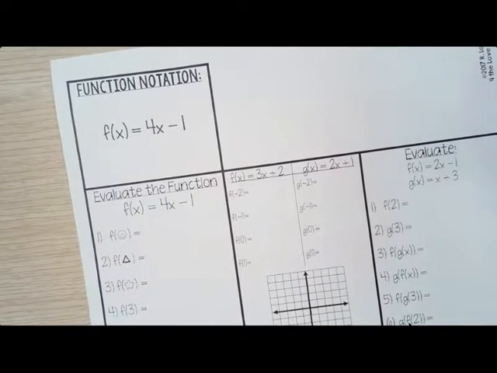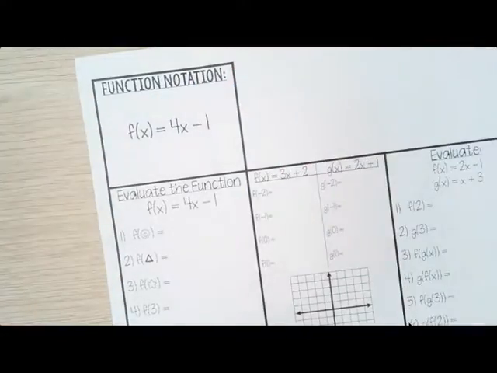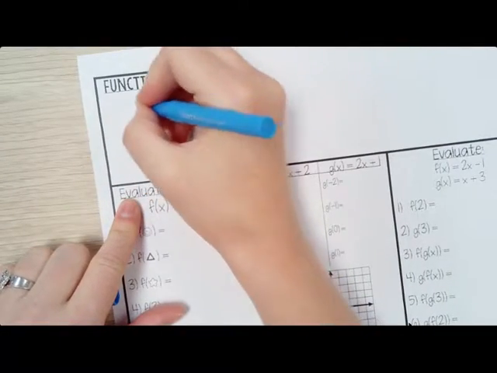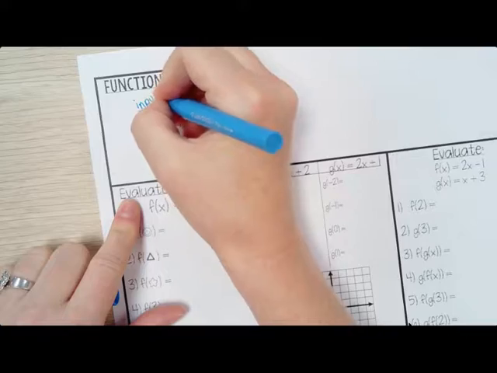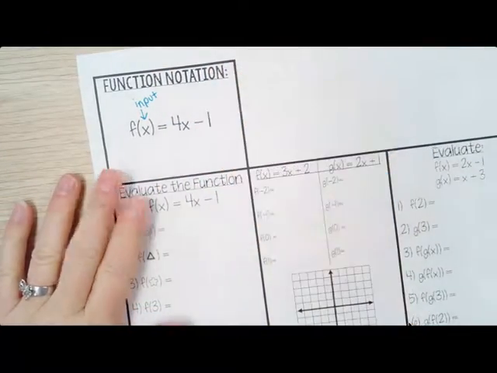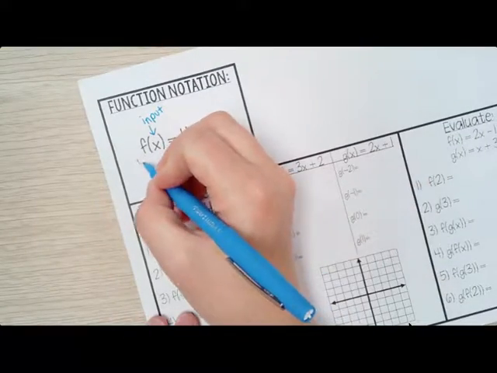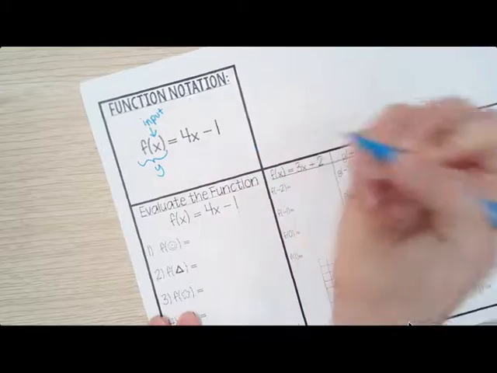Okay, we are going to continue talking about function notation, but this is with equations. So this is, remember, x is your input. So we are going to input a number or something in for x and then solve. Whatever comes out is your output. So this is the same as y.